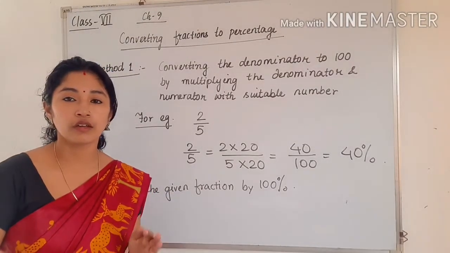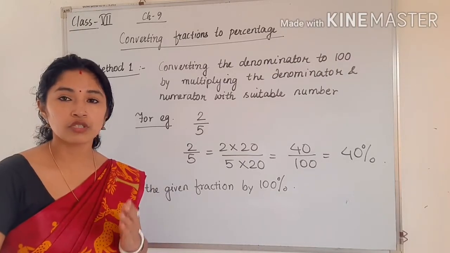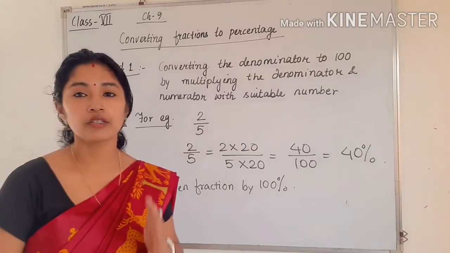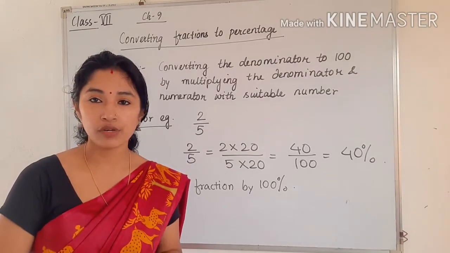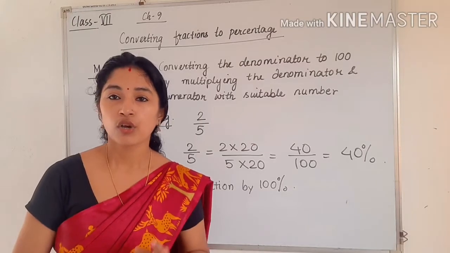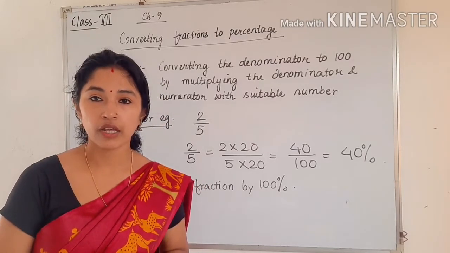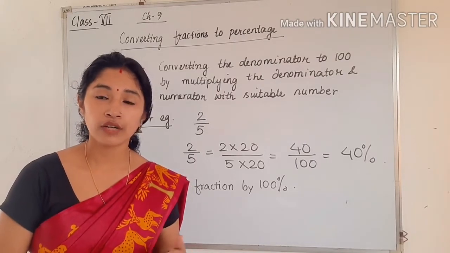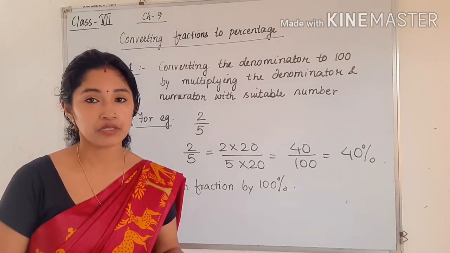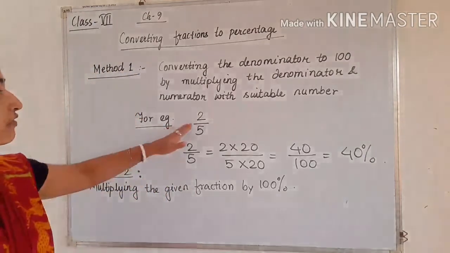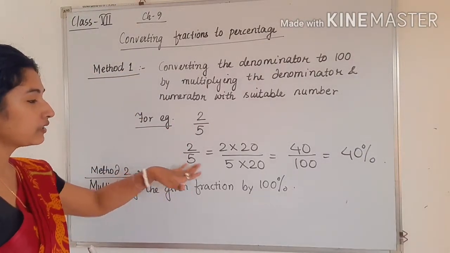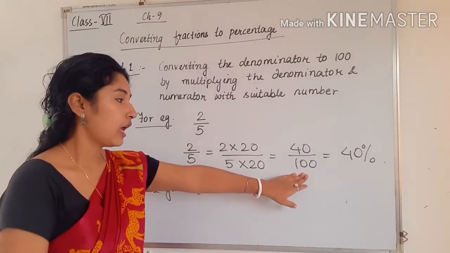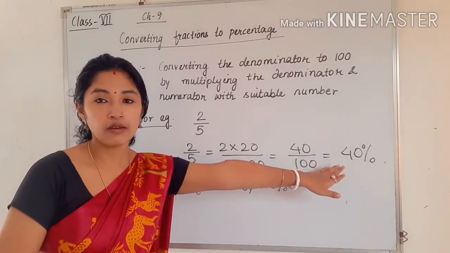Students, the first topic under this is converting fractions to percentage. If a fraction is given to you and you have to convert it into a percentage, then the first method is to multiply the denominator and numerator by a suitable number so that the denominator becomes 100. Once the denominator becomes 100, you can simply write it in the form of percentage. The example is 2 by 5. Here I am multiplying the denominator and numerator by 20, so that the denominator becomes 100. Now we can easily write it in percentage.